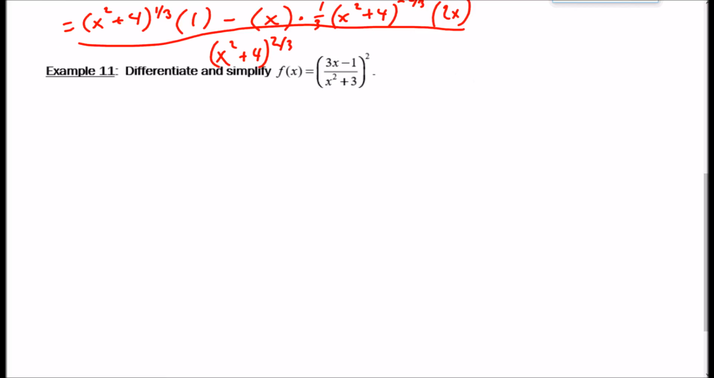Alright, and our last problem for this section. We have this quotient raised to the second power. If I'm following order of operations, I've got to use the chain rule first, and then embedded within the chain rule is going to be the quotient rule. So let's start: the derivative of something to the second power is 2 times that something to the first power, so (3x minus 1) over (x squared plus 3) is inside the parentheses, times the derivative of something.